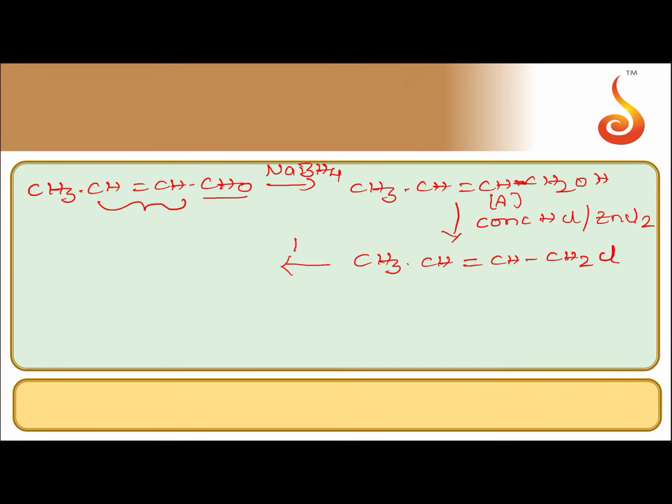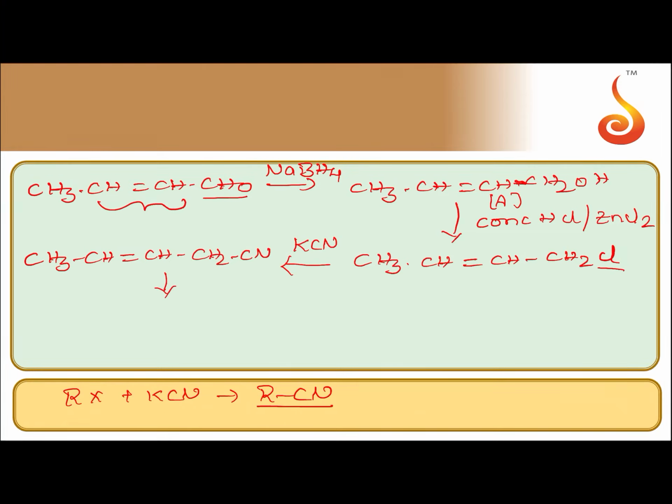This alkyl halide is treated with KCN, meaning Cl should be replaced by CN. When an alkyl halide is treated with KCN, X will be replaced by CN and you will get RCN. So here also Cl should be replaced by CN. So what will I get? CH3CH, double bond CH, CH2CN. This compound is now hydrolyzed.